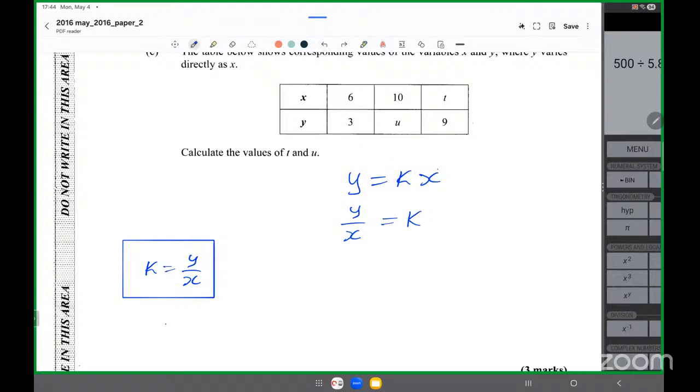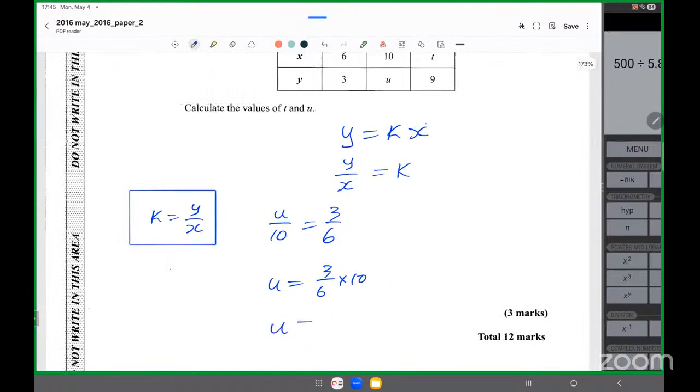So you can say that u over 10, this y over this x, is equal to this y over this x, which is 3 over 6. And you can take this 10 and multiply it up here. So u equals 3 over 6 times 10. So u equals 5.